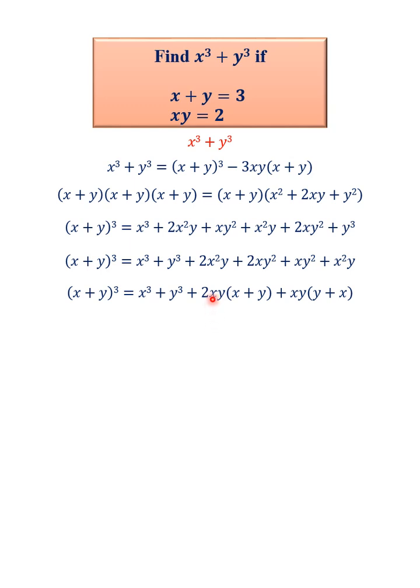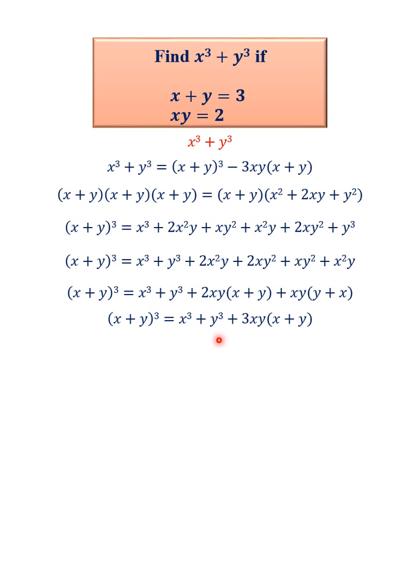Now, look at this. 2xy plus xy is definitely 3xy. So this expression becomes (x plus y) to the power of 3 equal to x to the power of 3 plus y to the power of 3 plus 2xy plus xy gives us 3xy. x plus y and x plus y is common to both sides, so 3xy just multiplies one of them, and this expression becomes this simple.